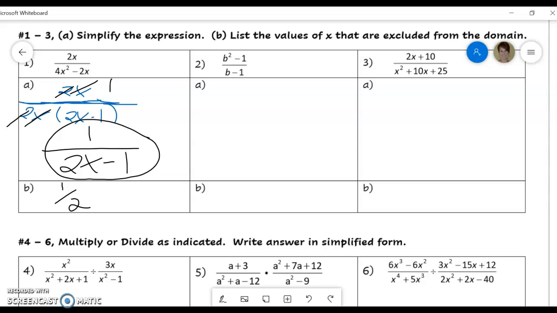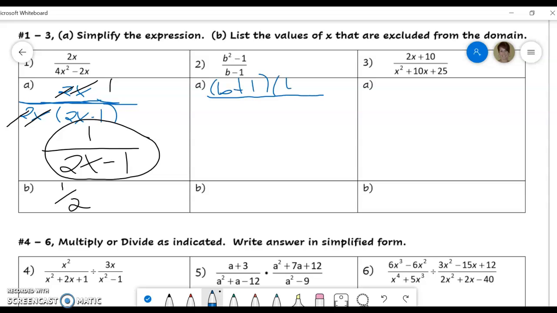For number 2, let's go back and start from scratch. So we're going to factor the numerator. Remember, you're always going to look to factor first before canceling. So this is a difference of squares. And then the bottom we can't do anything with. Now we have a binomial b minus 1 on the top and a binomial on the bottom. So our final answer is b plus 1.